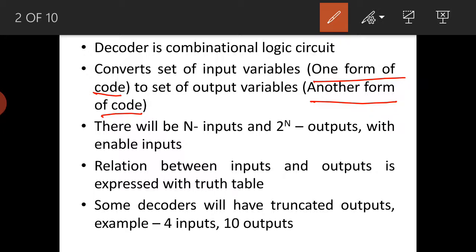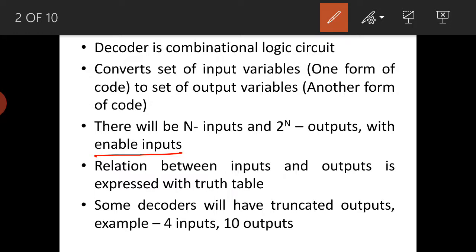Now, how exactly does it look? If there are n inputs, then the maximum possible outputs will be 2 raised to n. For example, if n is 2, then 2 raised to 2 is 4, so 4 outputs are possible. These n inputs we can call data inputs. With this, there is one more input that we call enable.